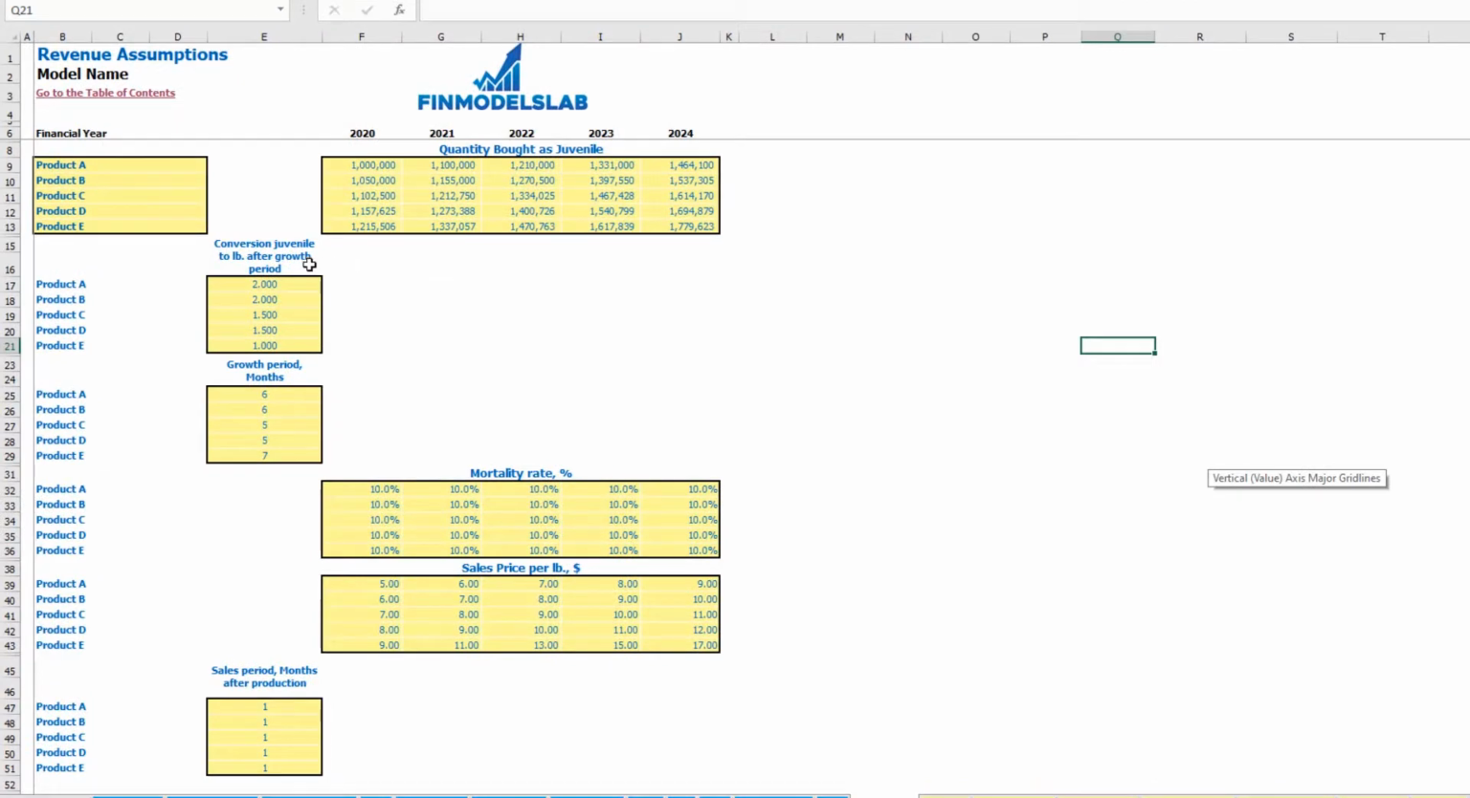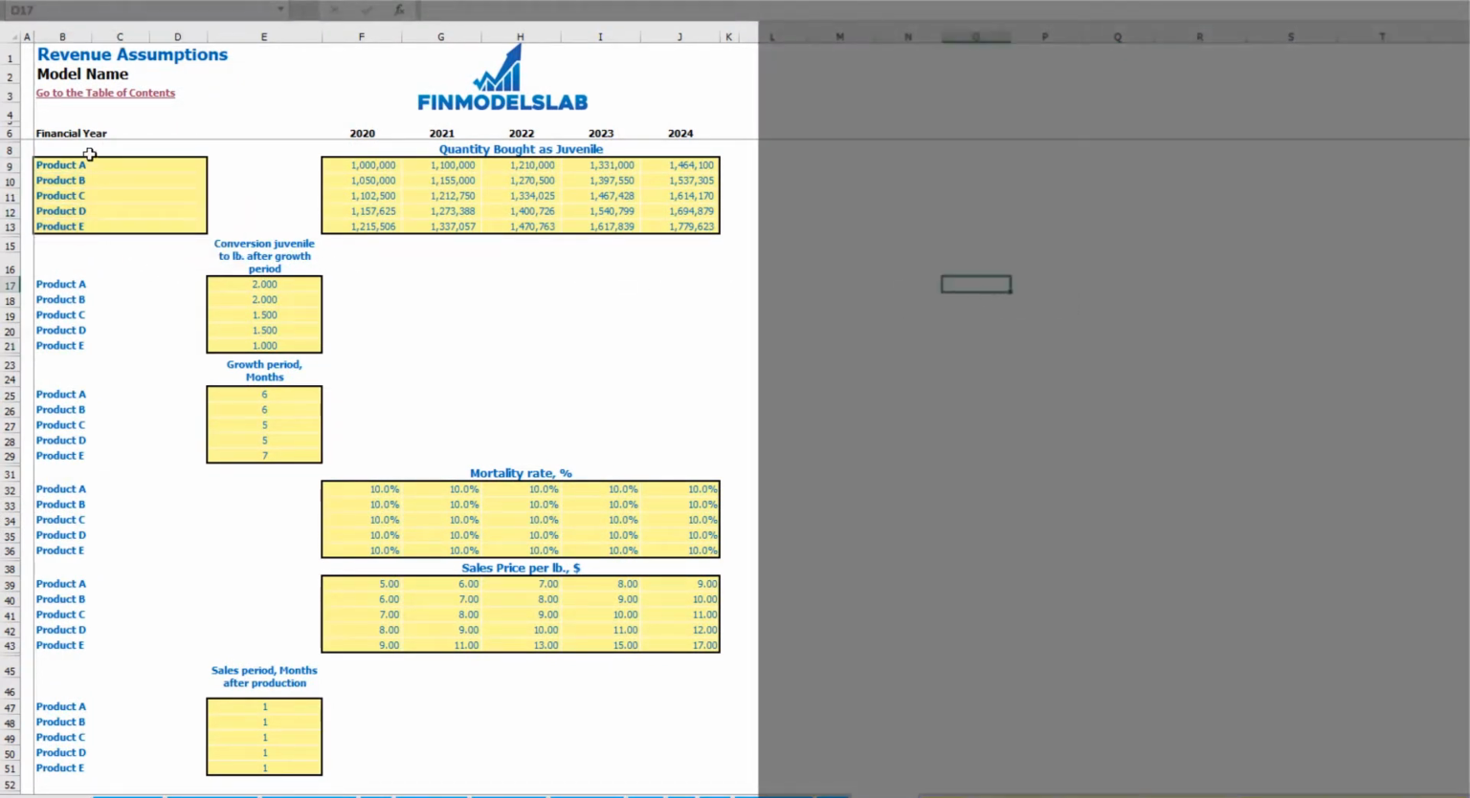On the Revenue tab you may see the main revenue drivers, so let me show you how it works. First of all, you have up to 5 different product categories. You may change the names like AAA, BBB or any name of production you would like to use. You have up to 5 categories. If you don't need, for example, 2 of them, you can just clean these values and you will have only 3 products in your model.